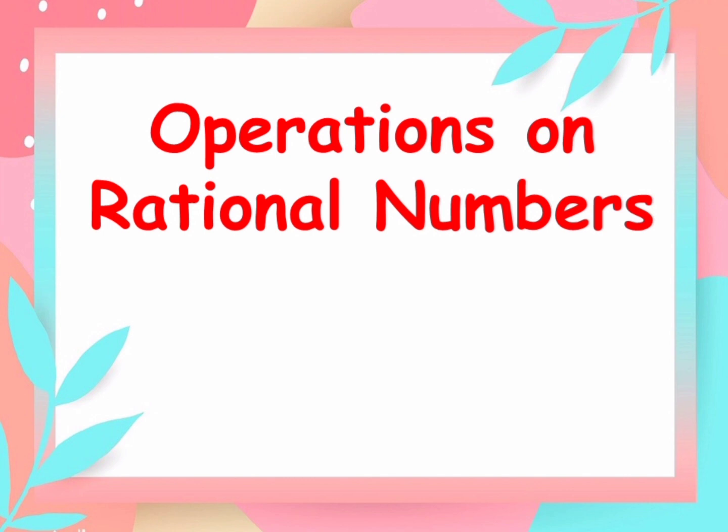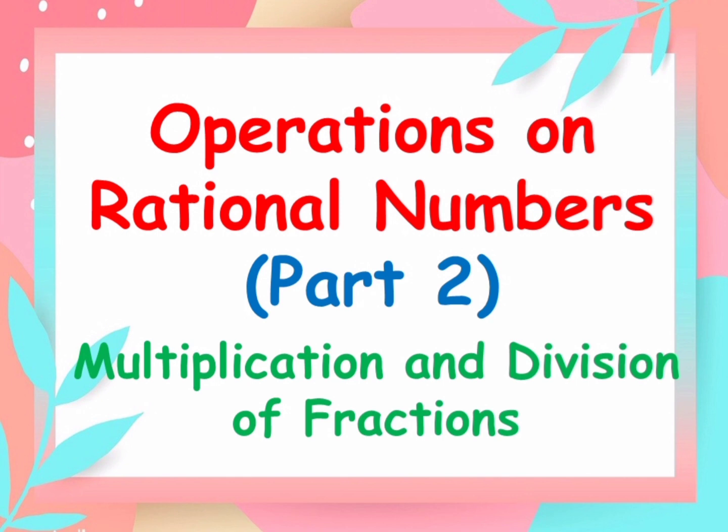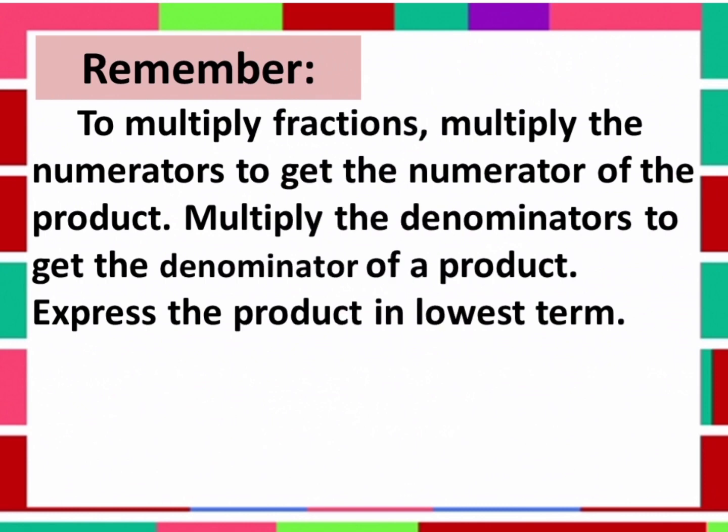Today, we are going to discuss operations on rational numbers, and it is part 2. I am discussing here the multiplication and division of fractions. So remember that to multiply fractions, multiply the numerators to get the numerator of the product, and then multiply the denominators to get the denominator of the product. And then always express the product in lowest terms.